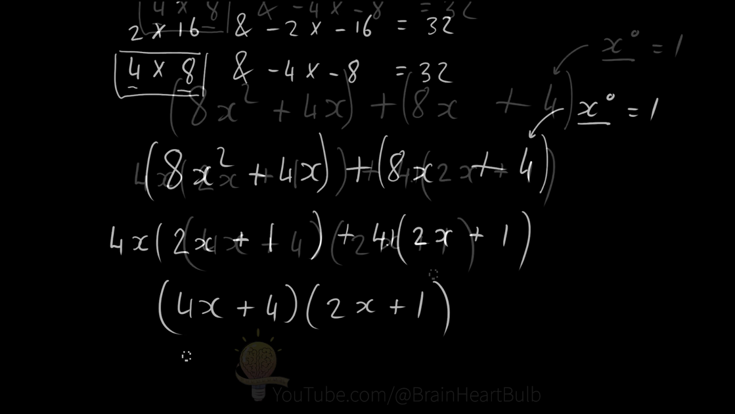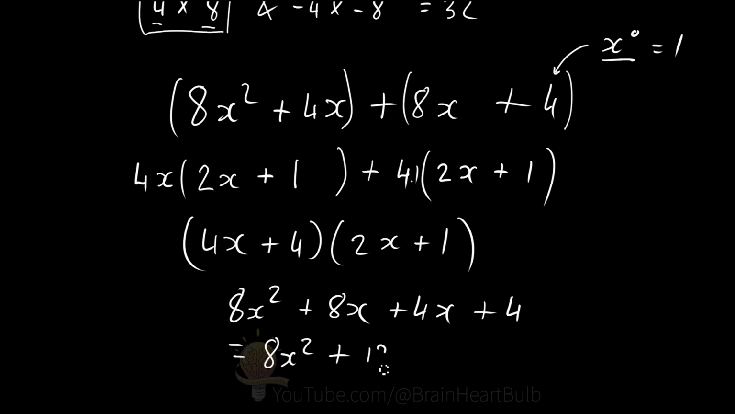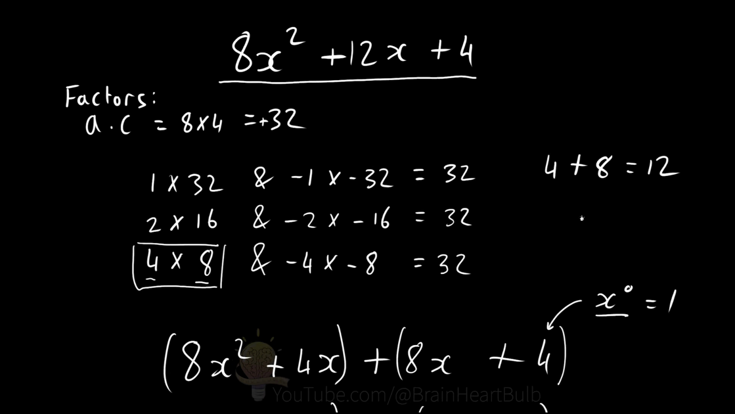And that's our result. So we can test out our result now by multiplying out the brackets here. So we've got 4x times 2x, which is 8x squared, plus 4 times 2x, which is 8x, plus 1 times 4x, which is 4x, plus 1 times 4, which is 4. And that's equal to 8x squared plus 12x plus 4, which is our original quadratic up here.